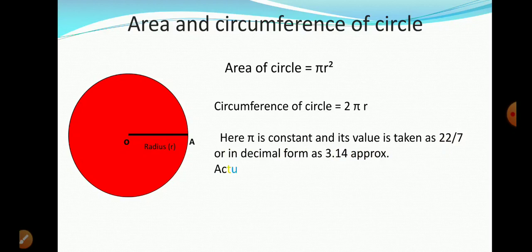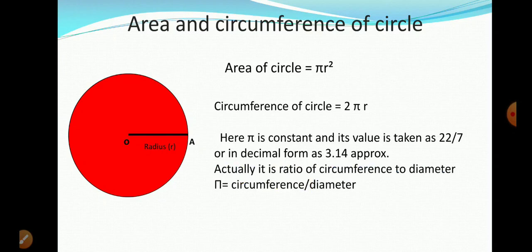Actually pi is a ratio of circumference of a circle to diameter, means pi is equal to circumference divided by diameter. Pi is an irrational number and its value is fixed, that is in fraction form it is taken as 22/7 and in decimal form it is taken as 3.14 approx.